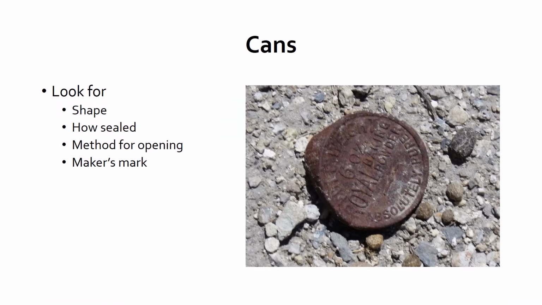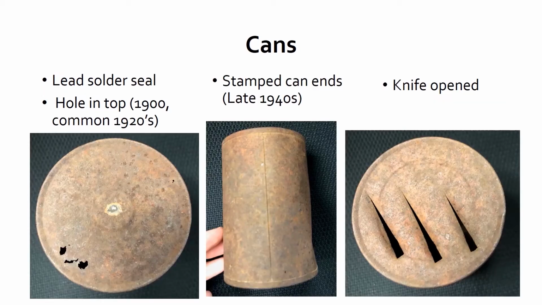And what we look for in these cans is we look for the shape, how it's sealed, the method they used for opening it, and if there's a maker's mark. So these cans are milk cans, condensed milk cans. As you can see in the one on the left, there's a lead seal. It's called a hole in top, and it was common from the 1900s to the 1920s.